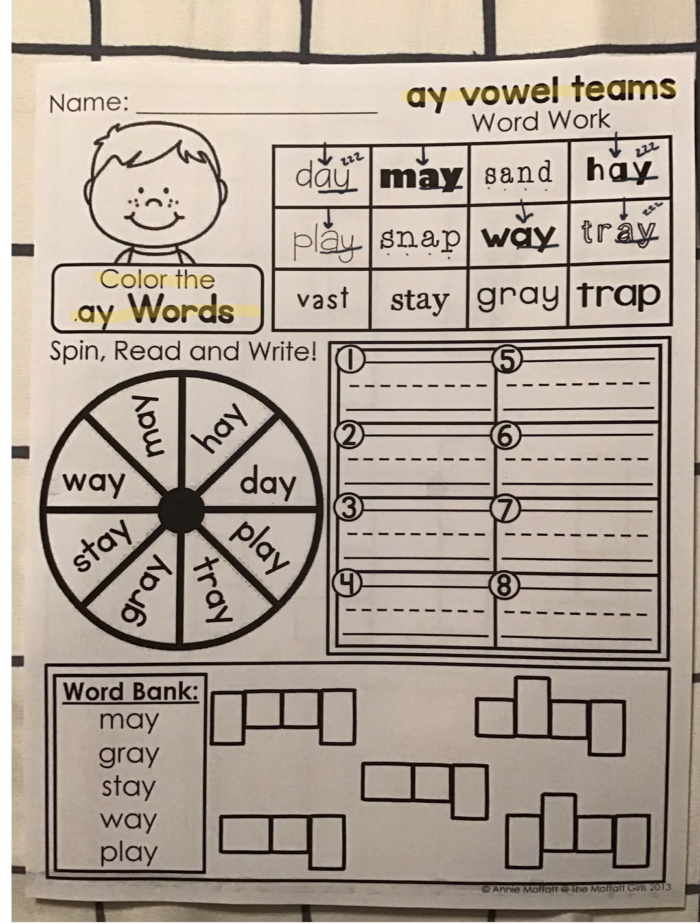Next line down, we have vast. V-A-S-T. Vast. No vowel team there. Our next word is stay. S-T-A. Underline the vowel team. Then we have gray. G-R-A. Gray. Our last word is trap. T-R-A-P. Trap.